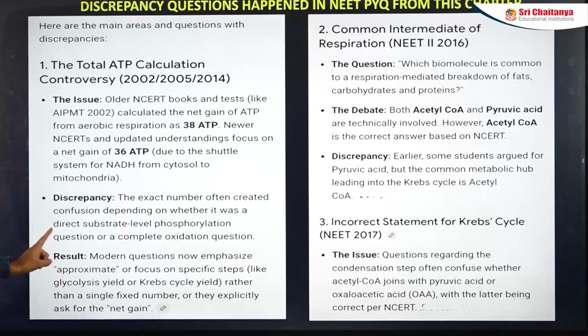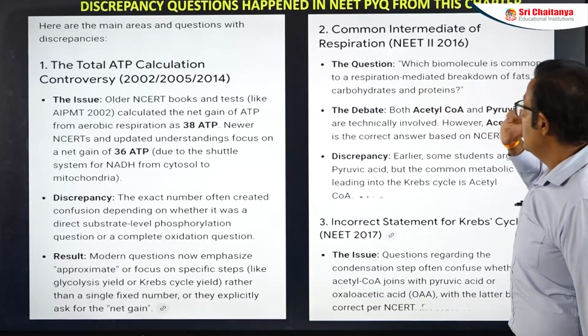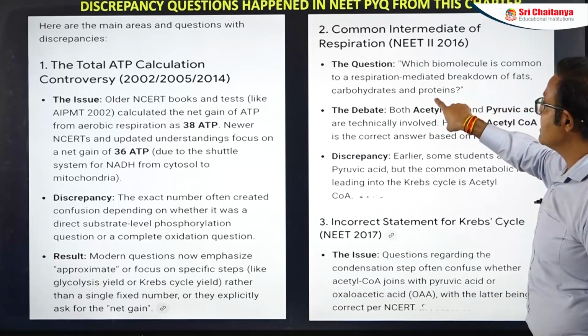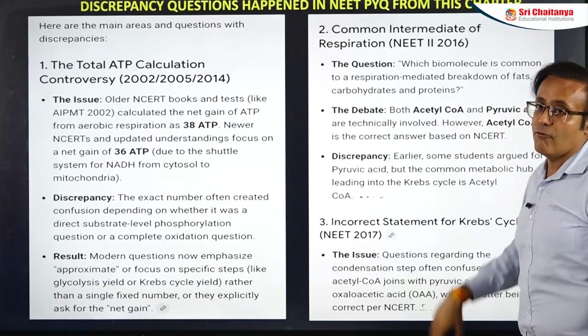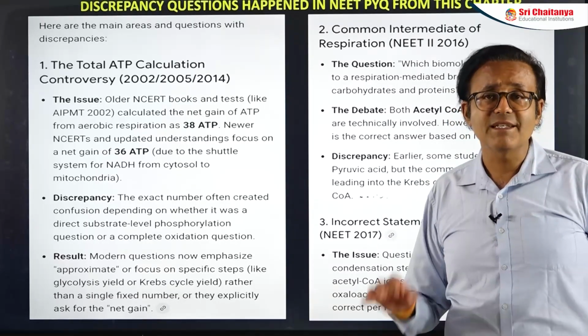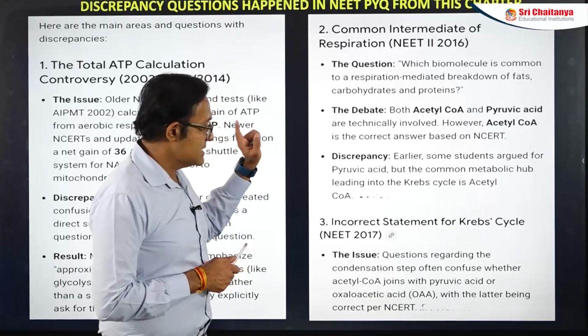Then the modern questions now emphasize approximate values, or focus on specific steps like glycolysis or Krebs cycle rather than a single fixed number, or they explicitly ask for the net gain. Then, common intermediate of respiration: the question asks which biomolecule is common to respiration-mediated breakdown of fats, carbohydrates and proteins. Now both acetyl CoA and pyruvic acid are technically involved, but the right answer is acetyl coenzyme A, because acetyl coenzyme A is the linker molecule of respiration. So this was a discrepancy.